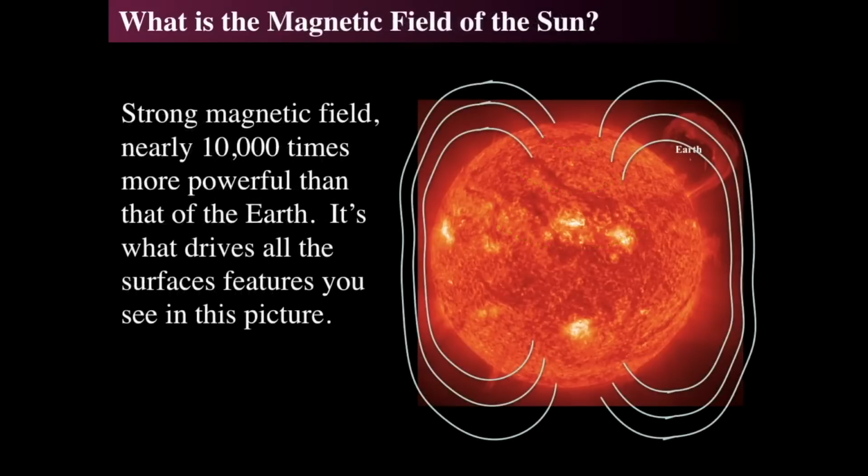All right. Next, we look at the magnetic field of the sun. It's 10,000 times more powerful than the Earth's magnetic field. And all of the features that you see on the surface of it, these bright spots, these hot spots, the prominences, flares, all of the surface features are driven by the strong magnetic field of the sun. And if a charged particle, such as an ionized proton without any nucleus, is on the magnetic field, it will follow the magnetic field line, so will electrons.